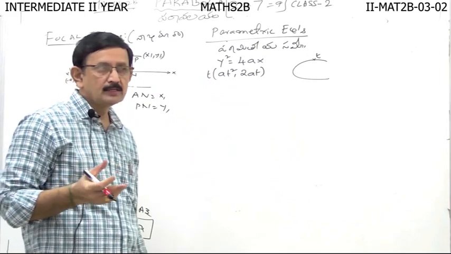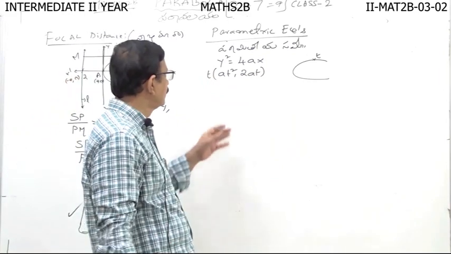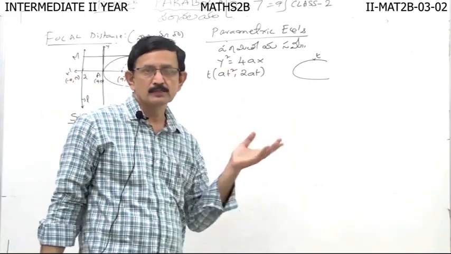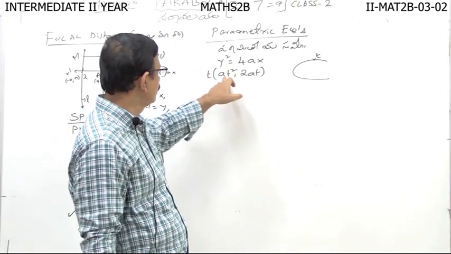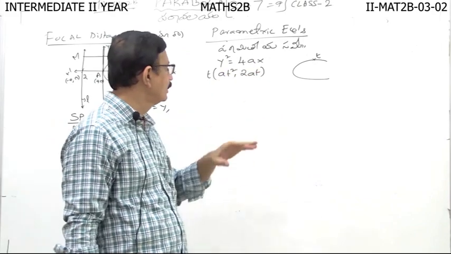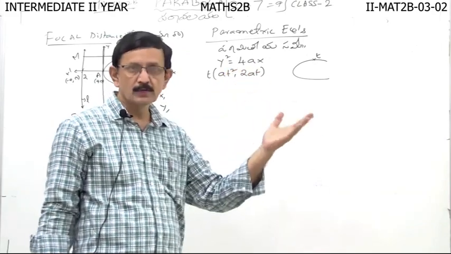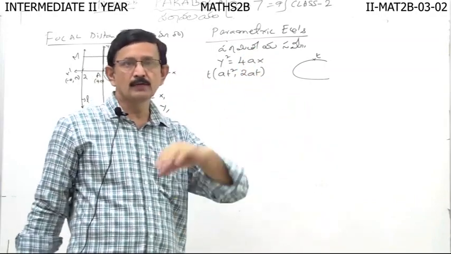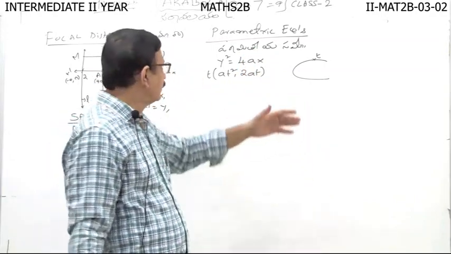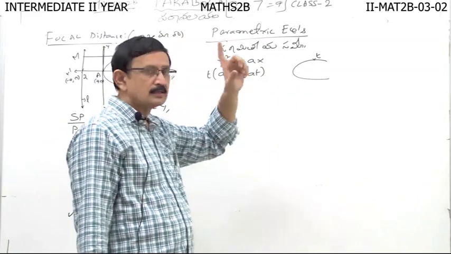Why have you taken this point (at², 2at)? To substitute in the above equation, it will satisfy, isn't it? So substitute y = 2at and x = at². (2at)² means 4a²t², and 4a into (at²) means 4a²t². LHS equals RHS. Therefore the point P lies on this parabola.